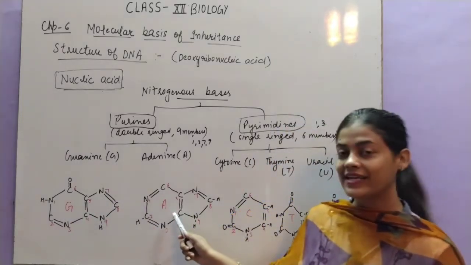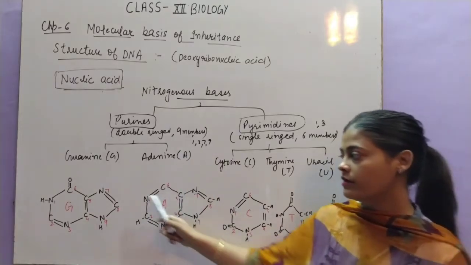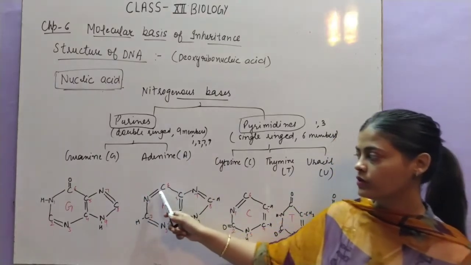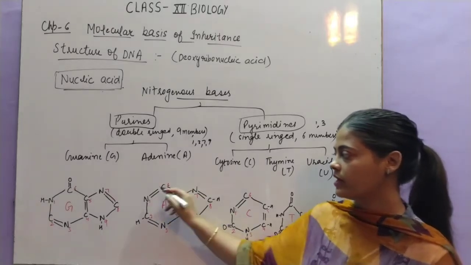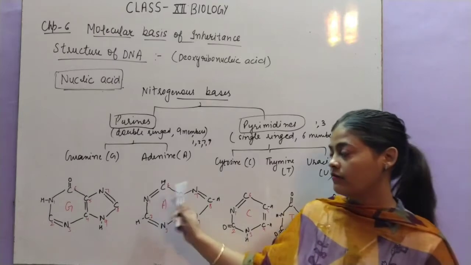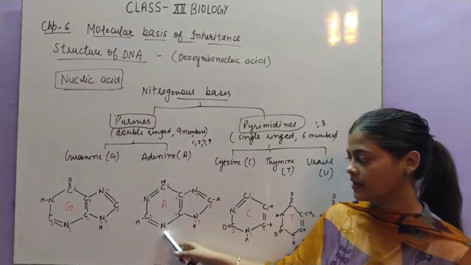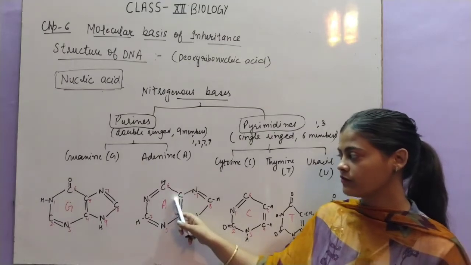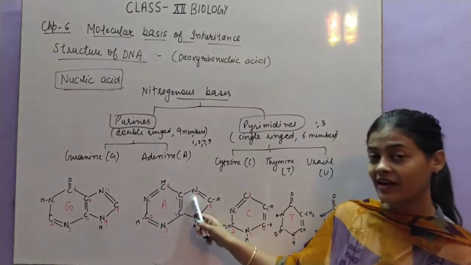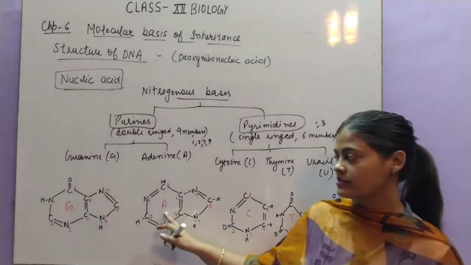Okay, second is adenine. It is also a purine, so it is a double ringed structure. The difference you can compare between the two. This is one, so here I have to write H to complete its valency. So nitrogen at first position, second carbon, third nitrogen again, fourth carbon, fifth carbon, sixth carbon, seventh nitrogen again, eighth carbon, nitrogen again, ninth position. So this is the structure of adenine.